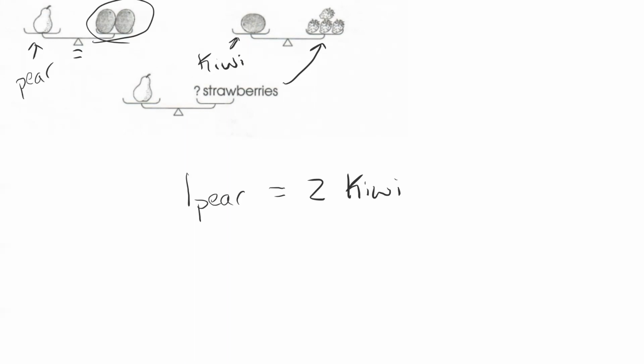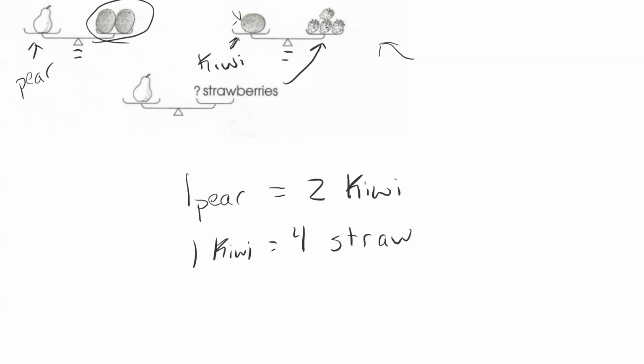So now we look at the balance to the right, or scale to the right. And we see that this one kiwi right here equals, because this little triangle means equals, 1, 2, 3, 4 strawberries. I'm just going to write "straw" because strawberries is kind of long. So now we have two conversion factors here.